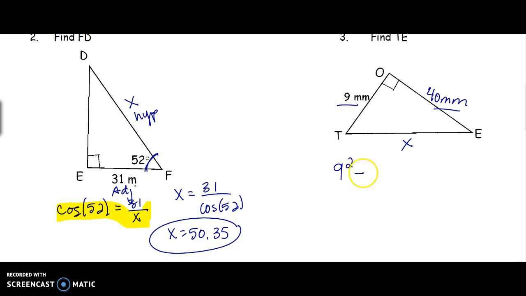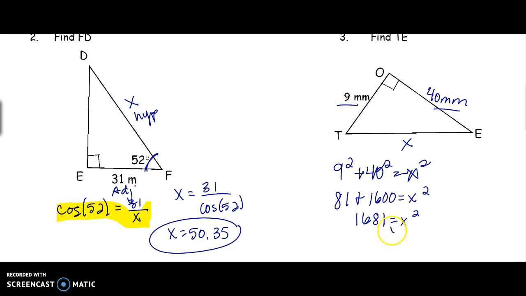So we would say 9 squared plus 40 squared is equal to x squared. Sorry, my handwriting's messy. 9 squared is 81. 40 squared is 1600. Okay, so when we add these together, it's 1681, and the square root of that is 41. So in this case, TE is 41.